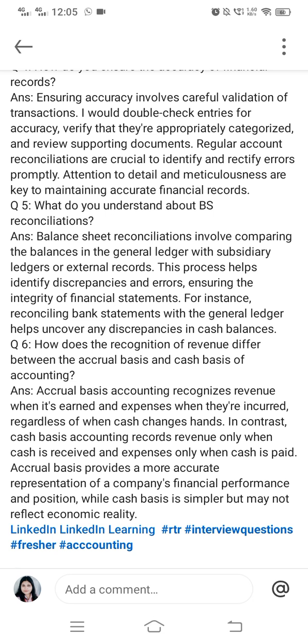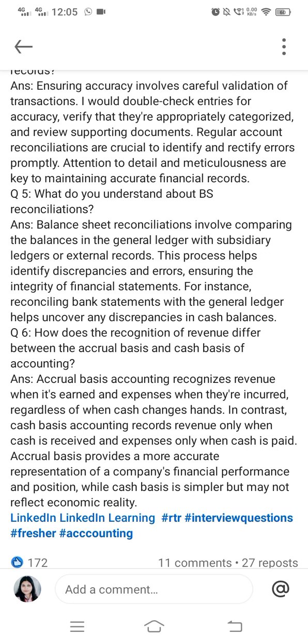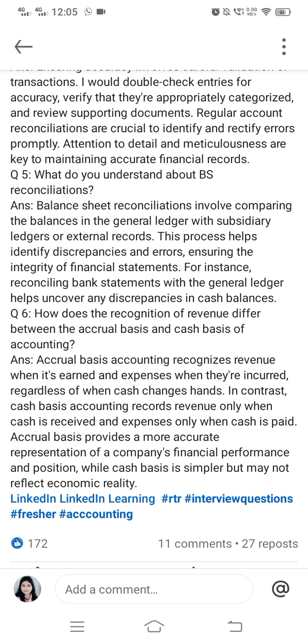Now I'm going to the sixth question: how does the reconciliation of revenue differ between the accrual and the cash basis of accounting? So as we know, in our old era, everyone used to use cash basis, but now we are doing business where everything cannot be in cash, all the transactions we cannot make in cash. So we follow the accrual basis rule for recording all our transactions.